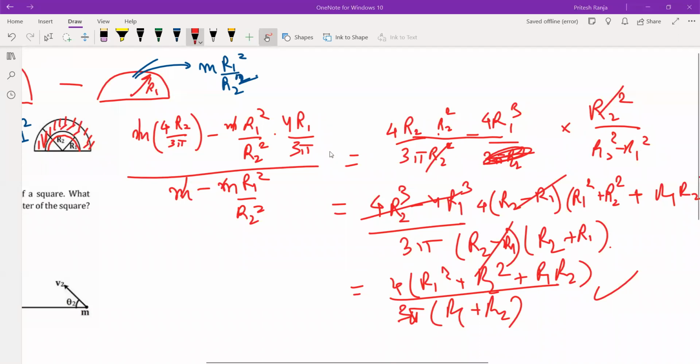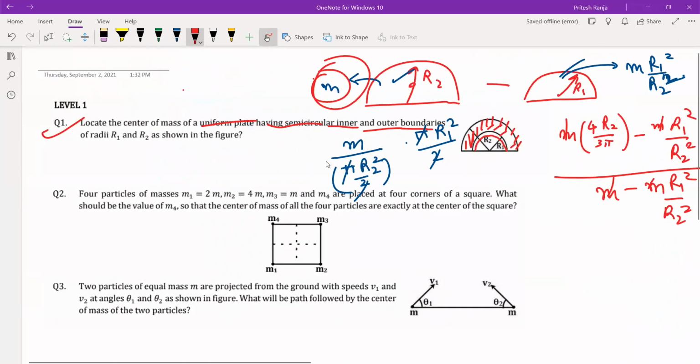Okay. तो याद रखना है ये 4r/3 pi, 2r/pi for the disc, for the rod which is bent in the semicircular form, or you can say semicircular ring. Number two, quickly, all will do, guys. Quickly, all will do this. Number two.